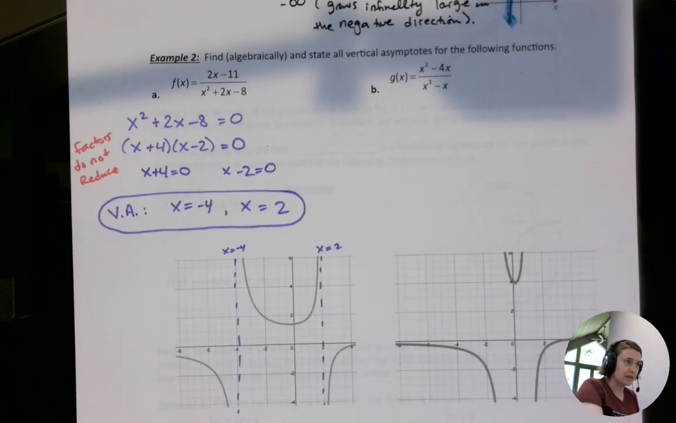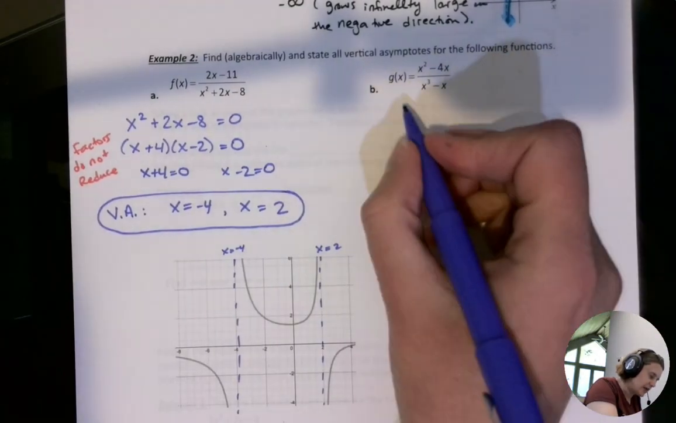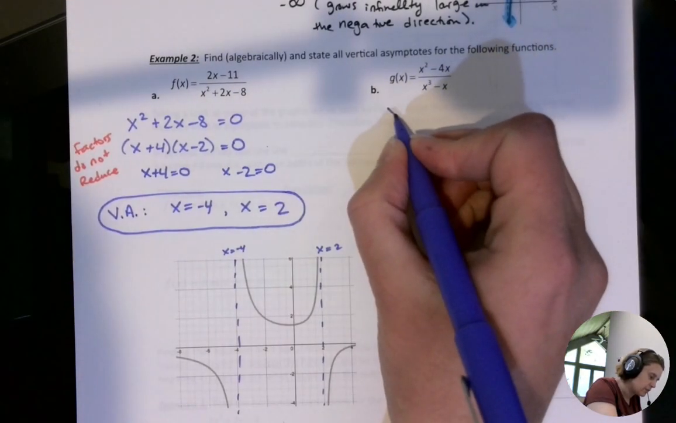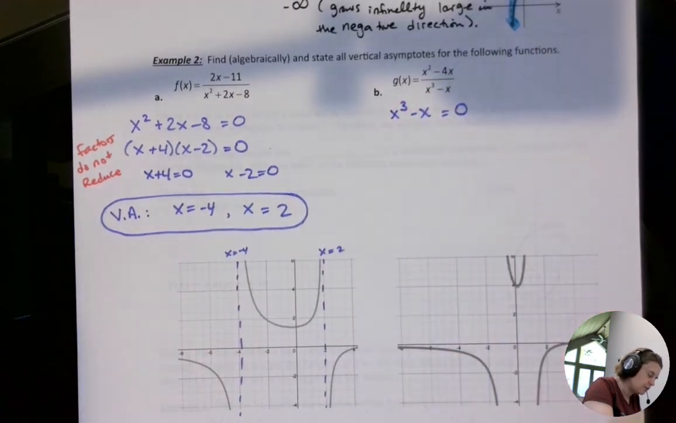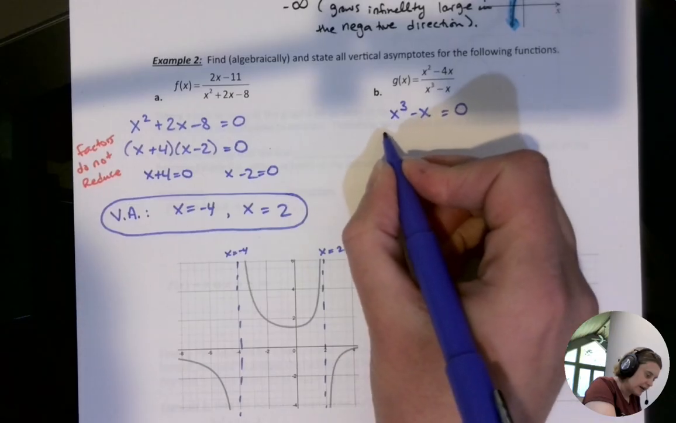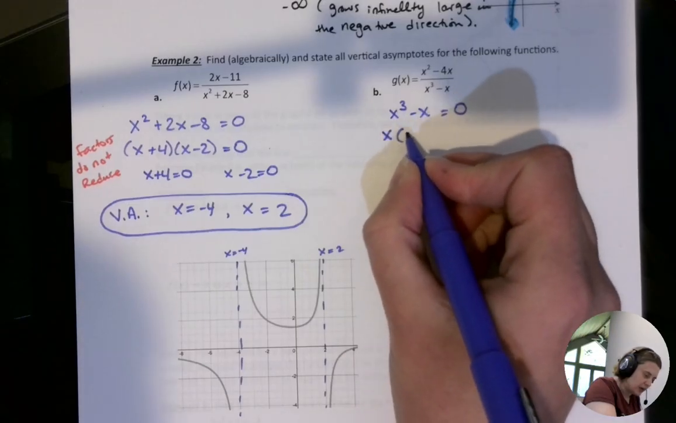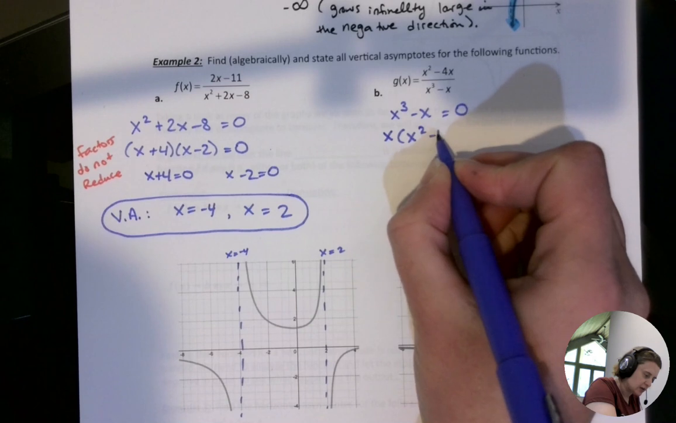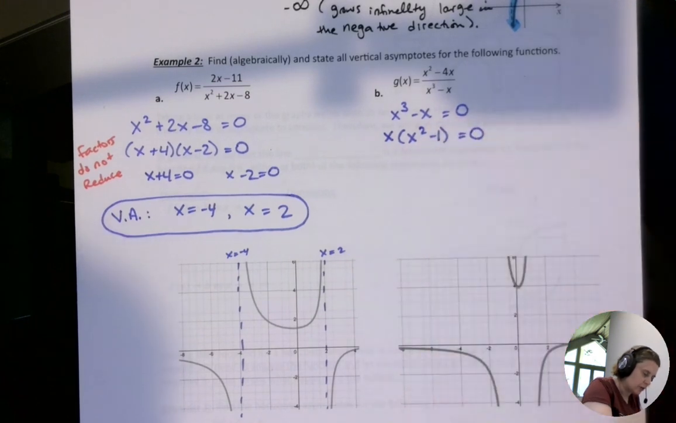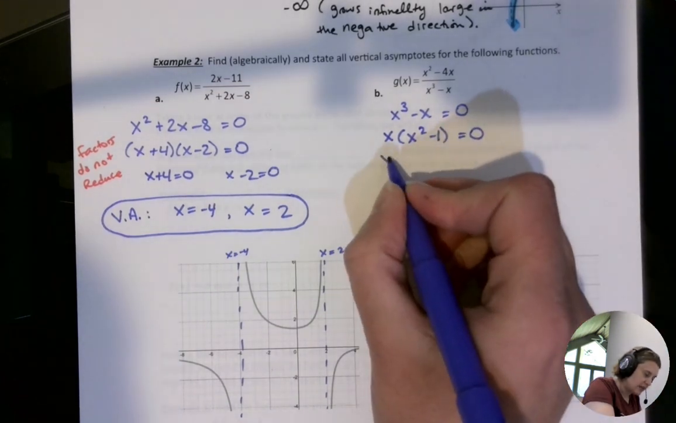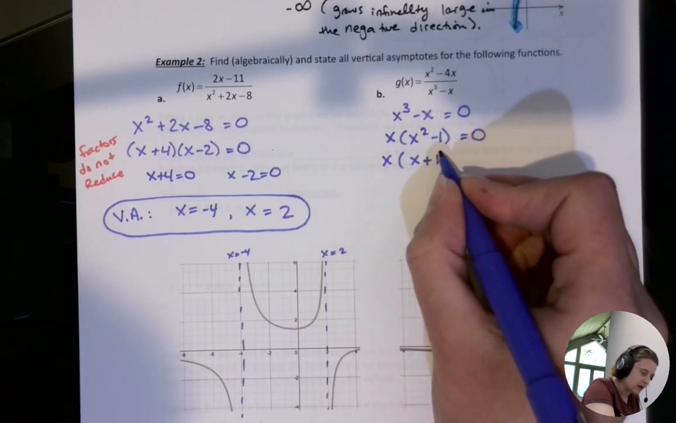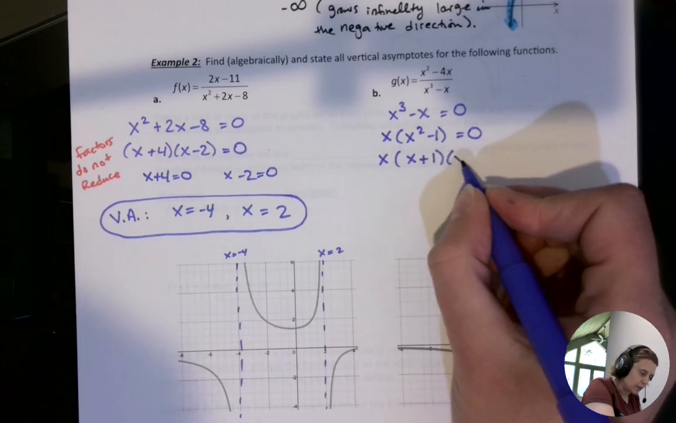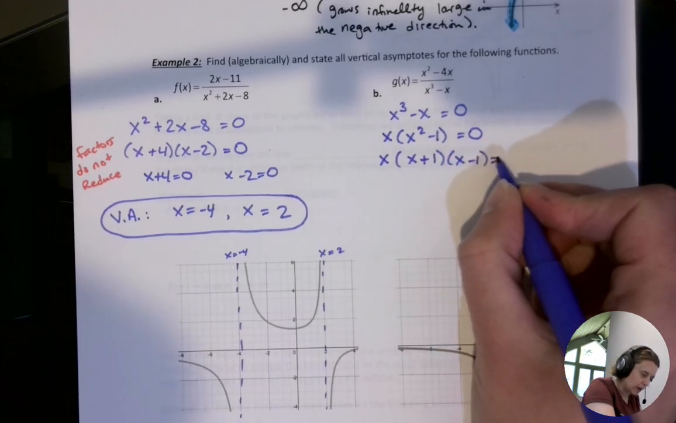All right, so we're going to continue on to part B, doing something similar. We're going to take our denominator and we're going to set it equal to 0. I can factor a GCF of x out, so I'll have x times x squared minus 1 equals 0. And then the x squared minus 1, that's a difference of squares, so I can factor that as x times x plus 1 times x minus 1.